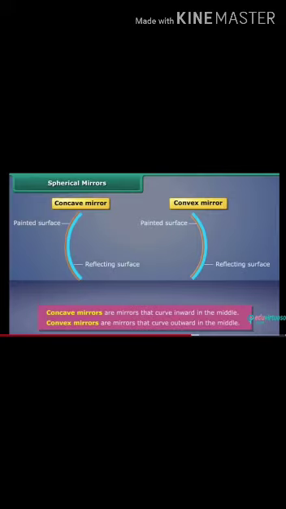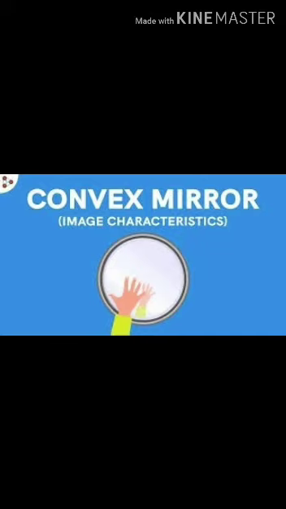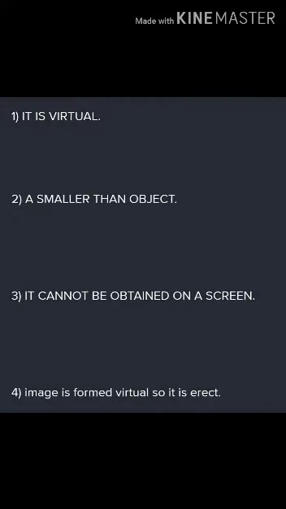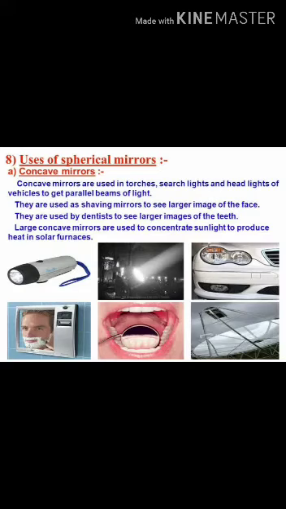Second is convex mirror. A mirror with an outwardly bulging reflecting surface is known as a convex mirror. The characteristics of the image formed by a convex mirror are: the first is the image is erect. Second characteristic, the image is smaller than the object. Third characteristic is the image formed is virtual. For example, the inside of a polished steel spoon acts as a concave mirror and the outside of the spoon acts as a convex mirror. Now come to the uses of spherical mirrors.